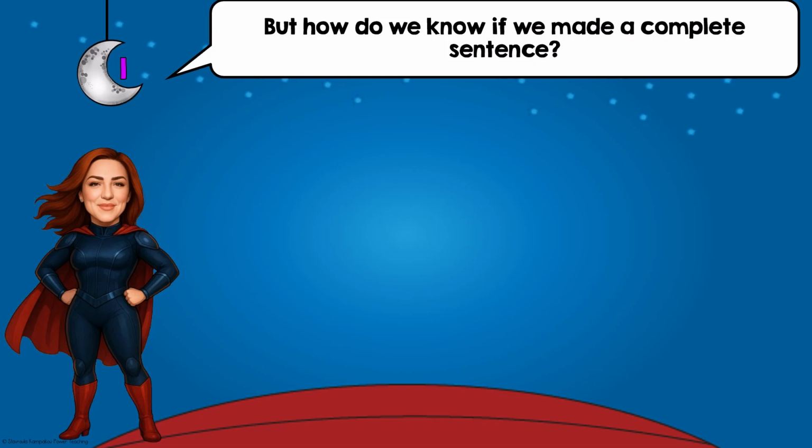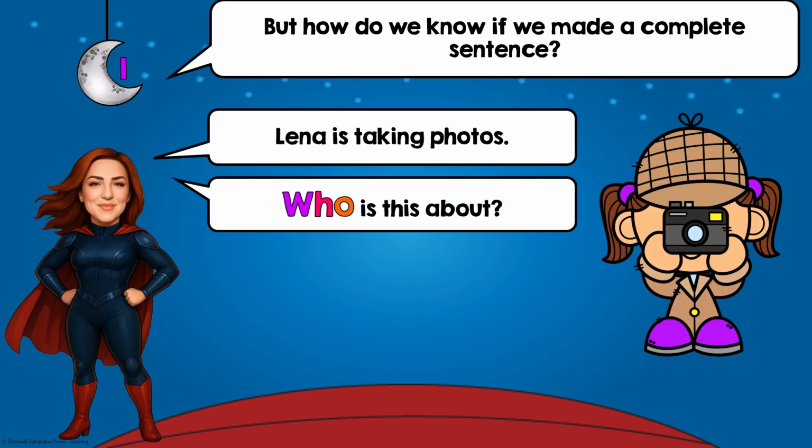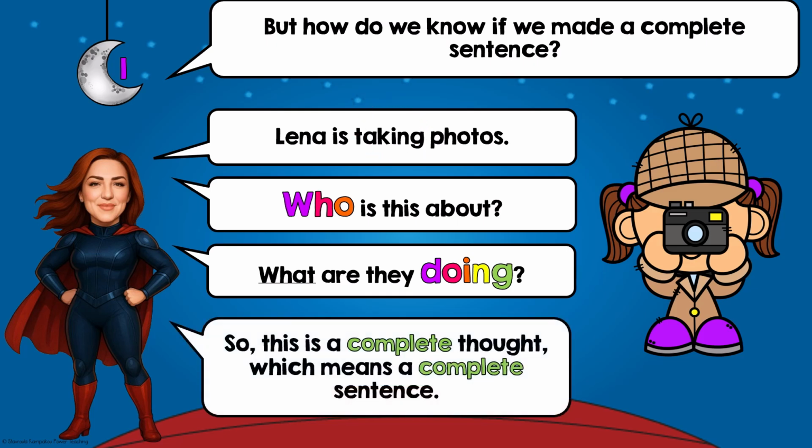Let's see this example. Lena is taking photos. Who is this about? Lena. What are they doing? She's taking photos. This is a complete thought, which means a complete sentence.